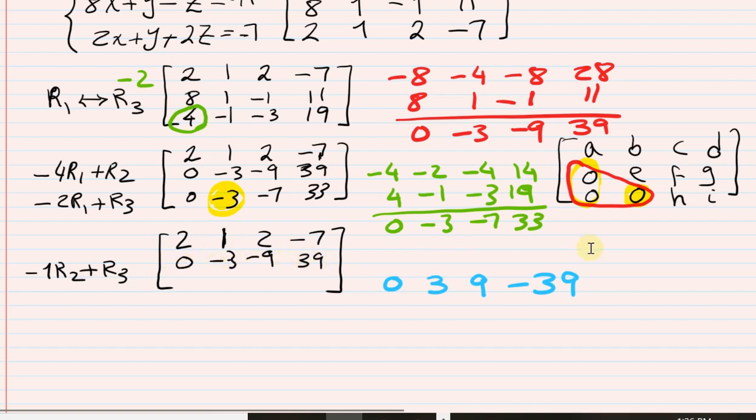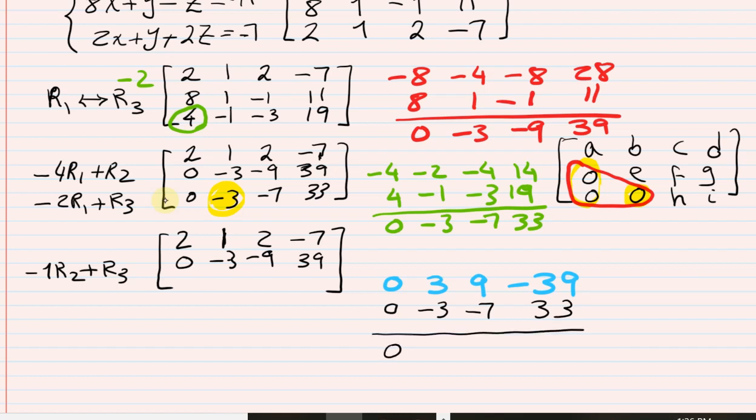Okay. And then let's write the existing third row. The existing third row is this row. I'm rewriting that one. In a moment, that's about to be replaced. And here's 33. Then we're going to add these. We get 0. There is the other 0 we wanted.